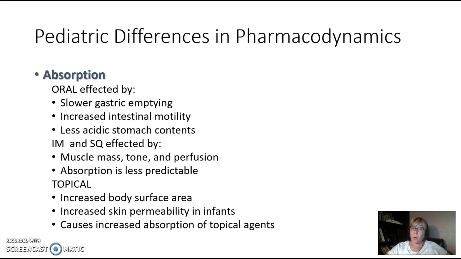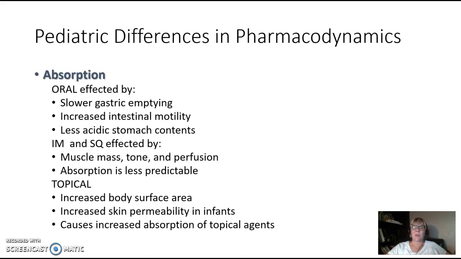For absorption of oral medications, children have slower gastric emptying, so those medications that are absorbed in the stomach are going to have more time to absorb. They have increased intestinal motility, so those medications, which is most medications, that are absorbed in the intestines are going to have less time to absorb. And they have less acidic stomachs, less acidic stomach juices. So those things that are changed or affected by the acid in the stomach are going to go through less of that change.